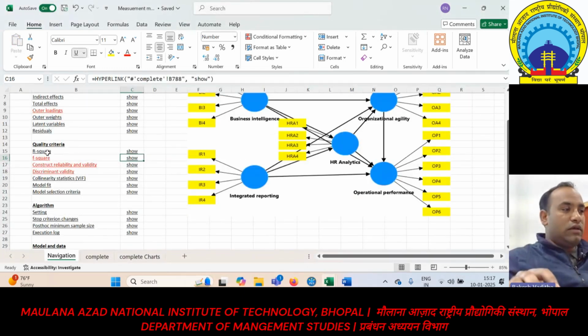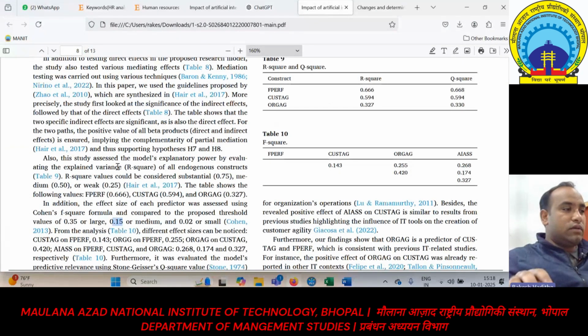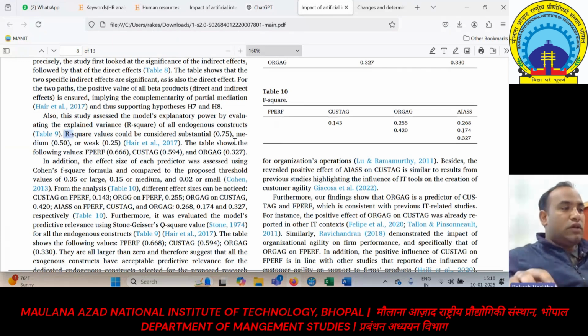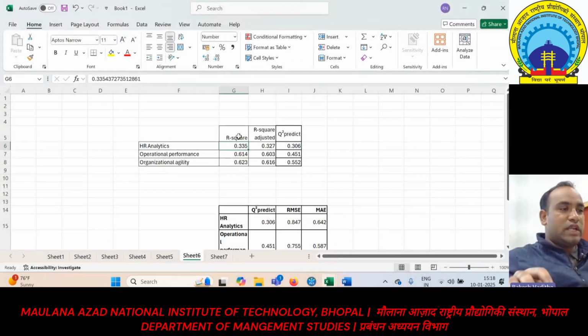Now the measurement model, first one. Here in the navigation, the R square and F square values are here. In the manuscript, it is clearly mentioned that an R square value of 0.75 is large, 0.50 is medium, and 0.25 is weak. He mentioned the outcome of his results. We also have to mention it like this. For our study, HR analytics has 0.335, operational performance 0.614, and organizational agility 0.623.